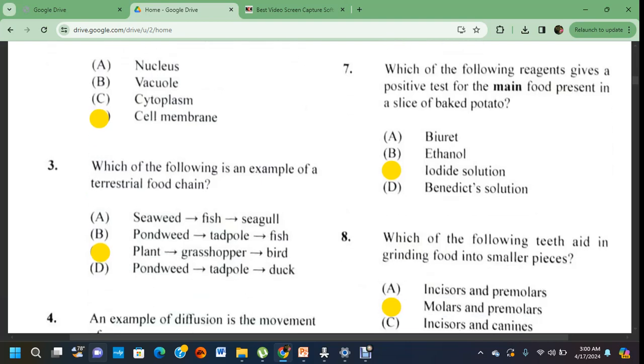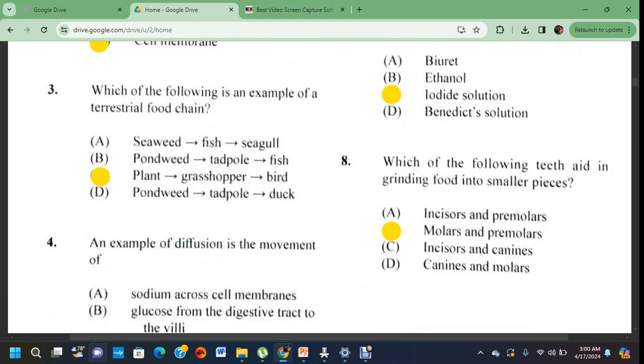Let's continue. Question 8. Which of the following teeth aid, that means help, in grinding food into smaller pieces? And of course, that will be your molar and your premolar.